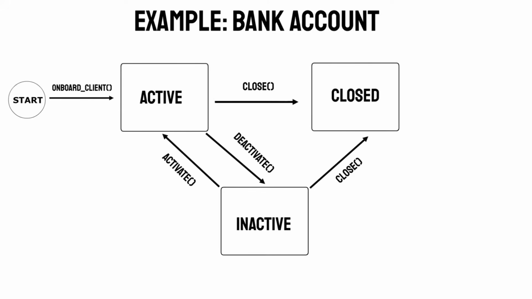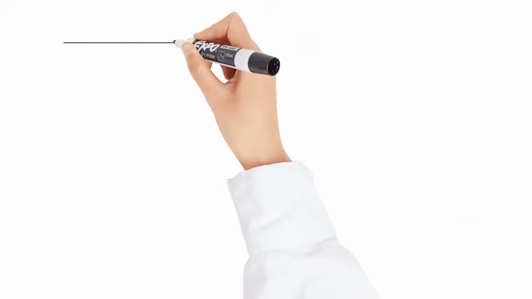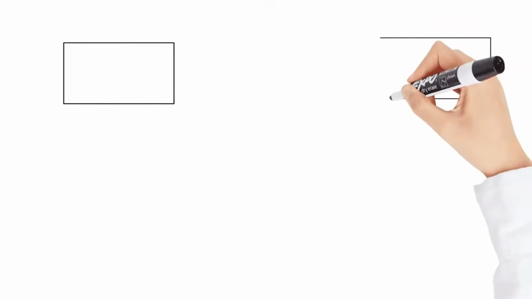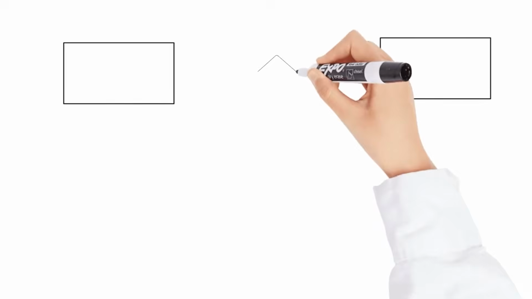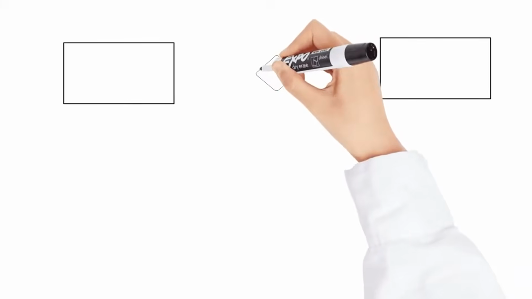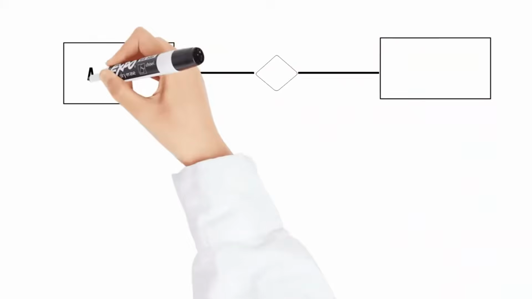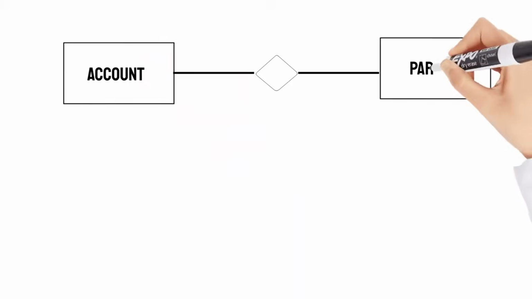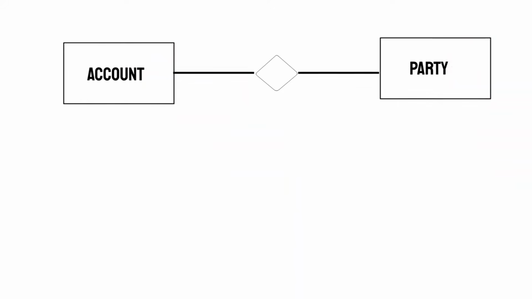The next diagram I want to show you is the entity relationship model, or also the class diagram in UML. But in this video, I will just focus on the entity relationship model. The entity relationship model, or ERM, is there to show you how entities, or let's say data objects, are connected to each other and what their relationship is. Let's again have an example. We have accounts, bank accounts, and we have parties, so clients of the bank.